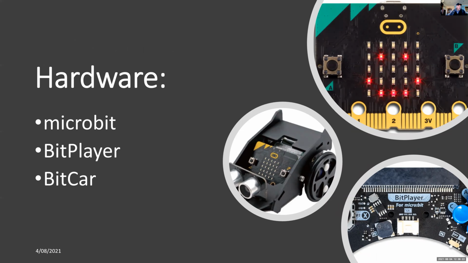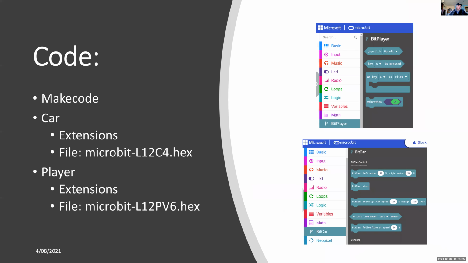So for hardware, I've got microbit, and there'll be two of those. One will be on Bitcar, and the other microbit will be on BitPlayer. So that means each microbit has its own code, and these are the extensions and the blocks for each software module.